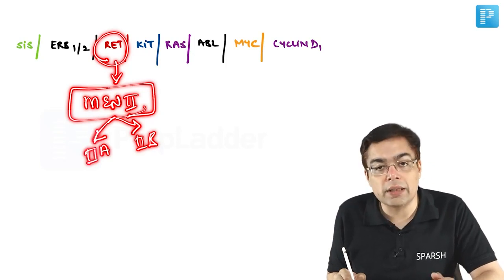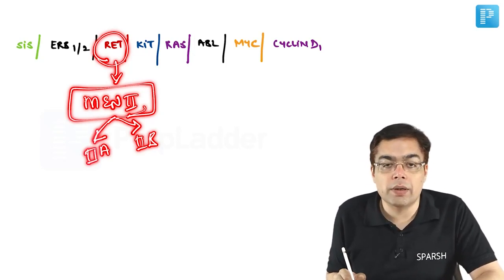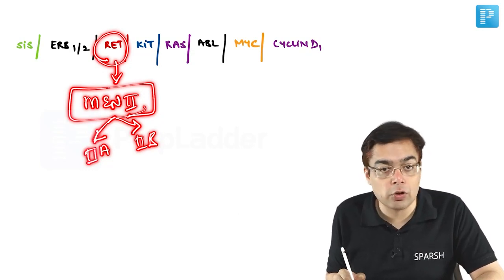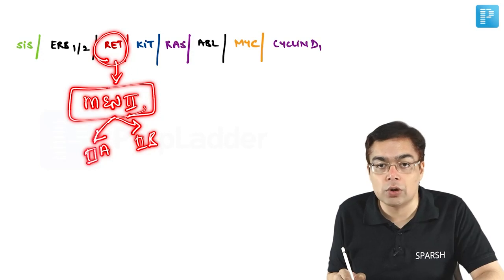MEN2B syndrome, or MEN3 as it is called now, is associated with the presence of medullary thyroid cancer and pheochromocytoma. The patient would have a marfanoid habitus. He could also have the presence of mucosal neuromas.